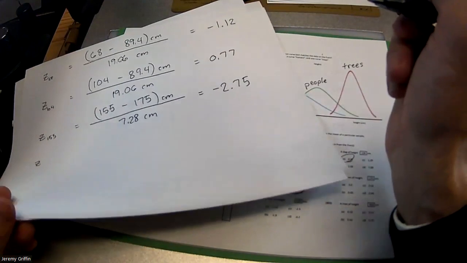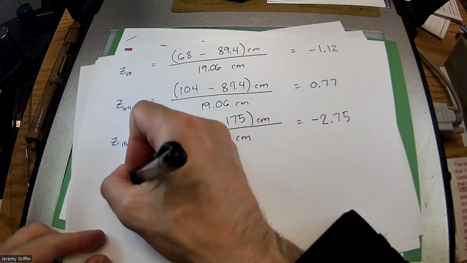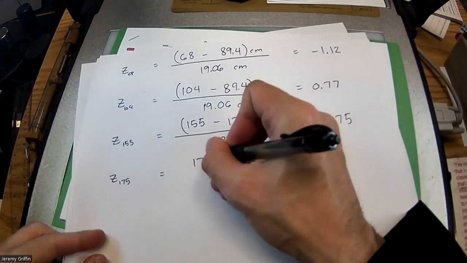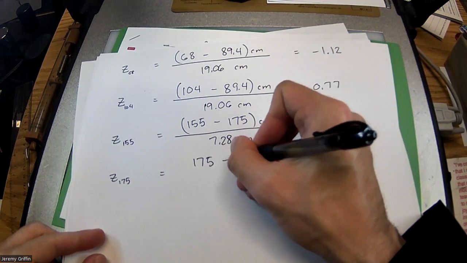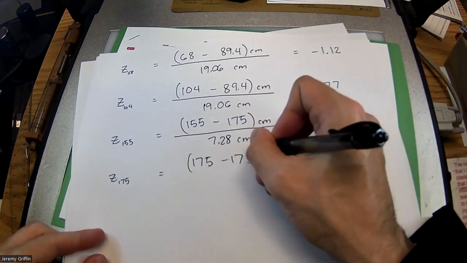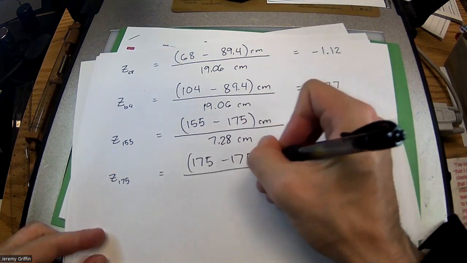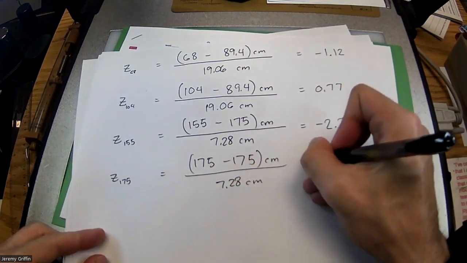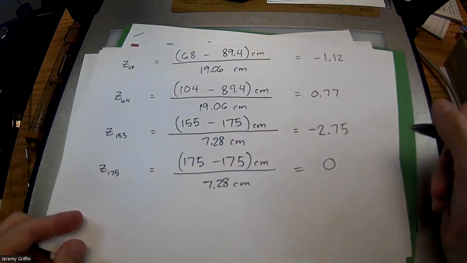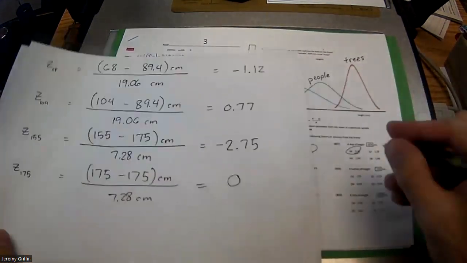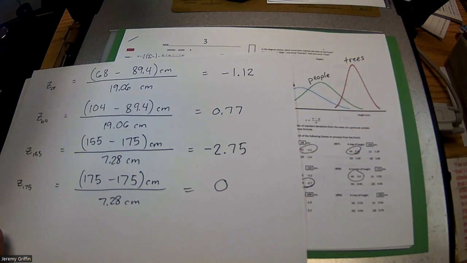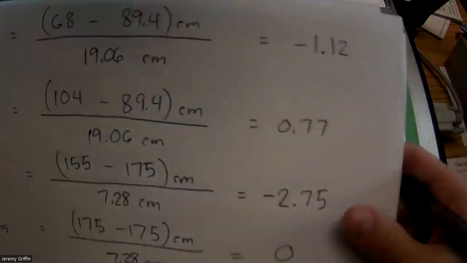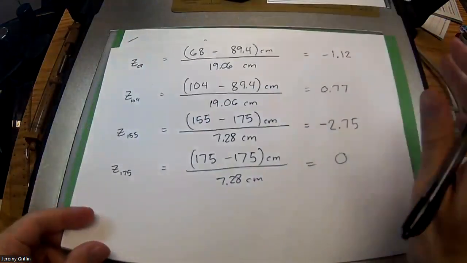How about my next guy? My next guy is exactly average. What does that mean if you're exactly average? Zero, right? The numerator zeroes out, so it doesn't even matter what the standard deviation is. Of course, it has to come out to zero. All the units cancel, by the way, so these are unitless values. Z-score could apply to anything that's normally distributed.